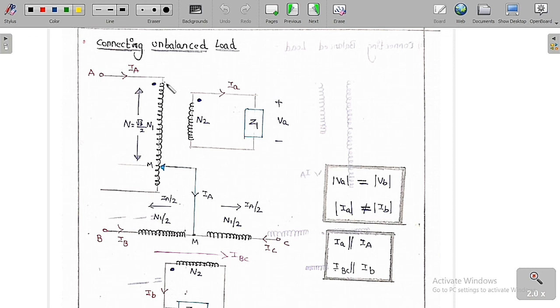Suppose you are going to connect an unbalanced load, that is, loads of different values, then what is going to happen? Now we are going to study that.